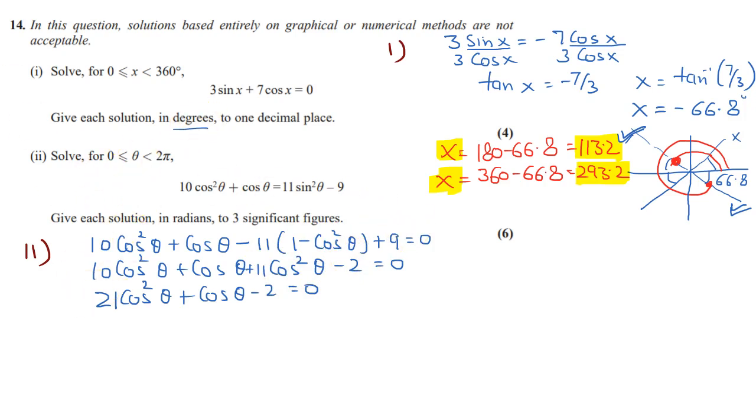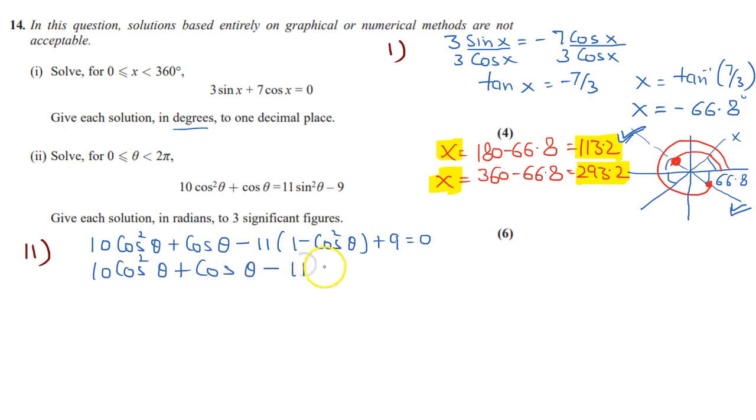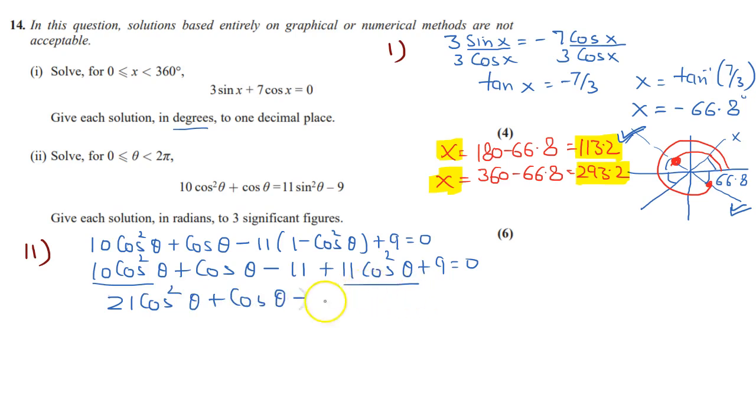Let me rewrite it again. This is making some confusion. So 10 cos square theta plus cos theta minus 11 minus minus plus 11 cos square theta plus 9 is equal to 0. 11 cos square theta and 10 cos square theta is 21 cos square theta plus cos theta minus 2 is equal to 0.